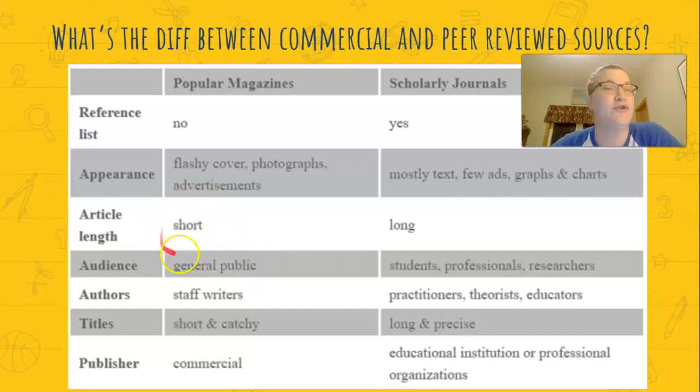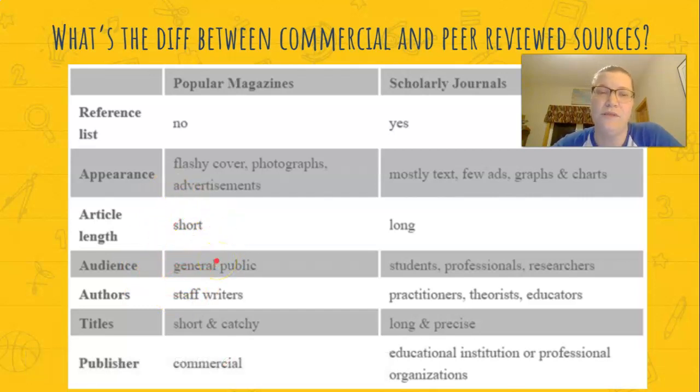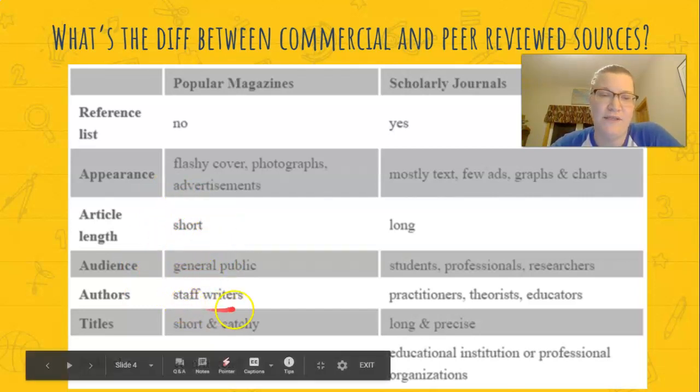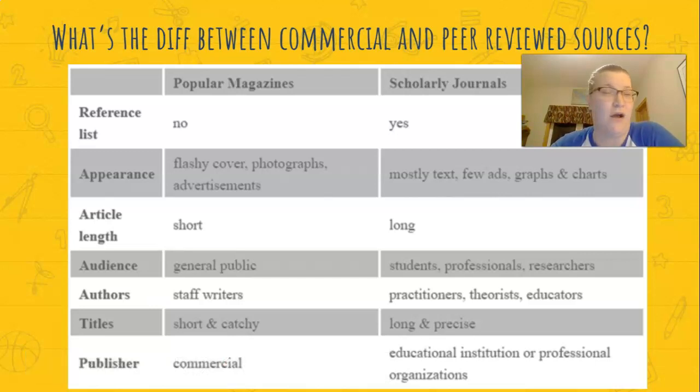The articles are typically shorter. With popular magazines, they're typically not longer than like 5 pages at most. And they're just general staff writers that are writing the text. New York Times would be considered something that's more popular. It's not a scholarly source because they just have journalists that are writing this source. So it's not particularly people that are specific or have background on this.